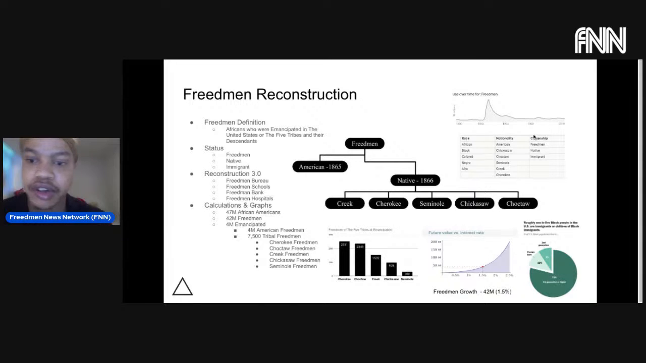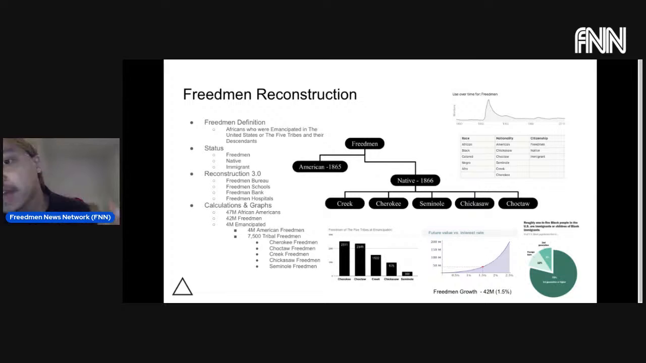An important distinction is race, nationality, and citizenship. Race terms like African, Black, Colored, Negro, Afro. You can even add mulatto on here. They can all be used interchangeably. You have nationality: American, Chickasaw, Choctaw, Seminole, Creek, Cherokee, and then citizenship, your status of citizenship.